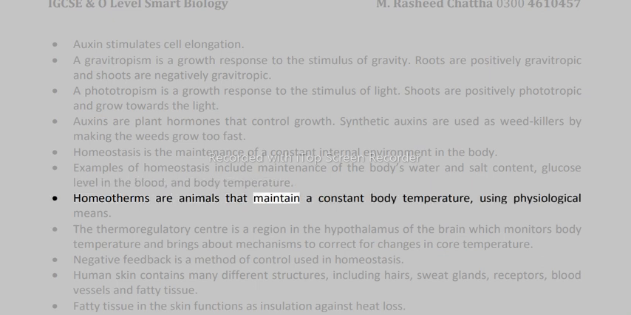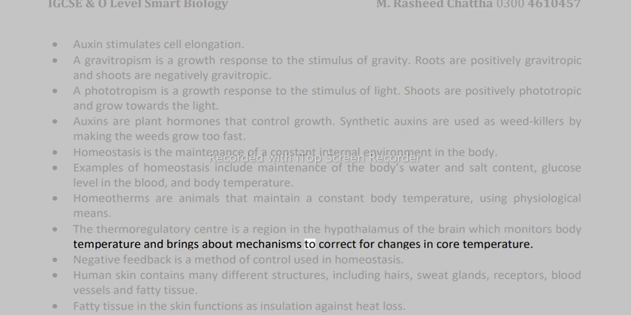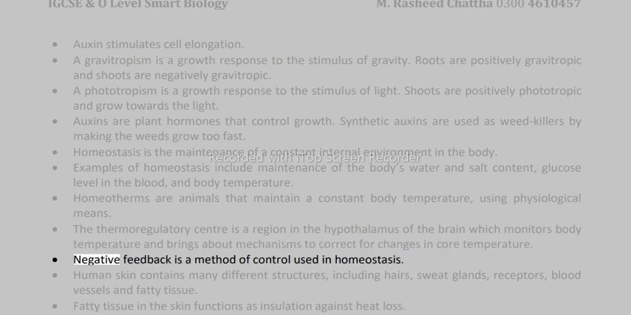Homeotherms are animals that maintain a constant body temperature, using physiological means. The thermoregulatory center is a region in the hypothalamus of the brain which monitors body temperature and brings about mechanisms to correct for changes in core temperature. Negative feedback is a method of control used in homeostasis.